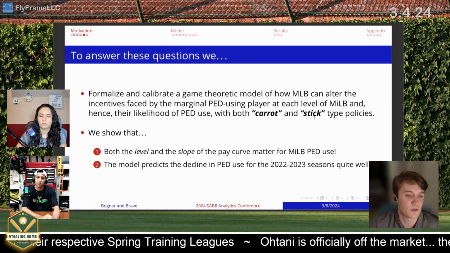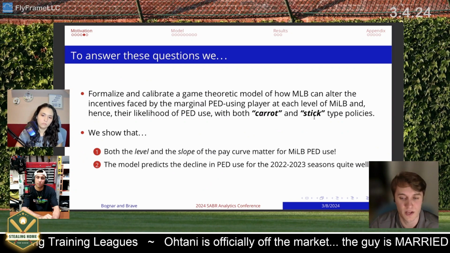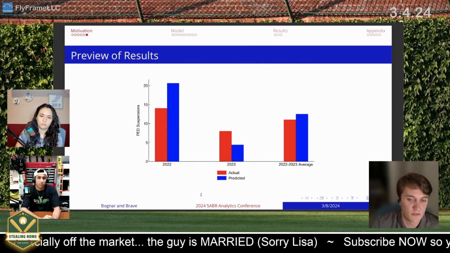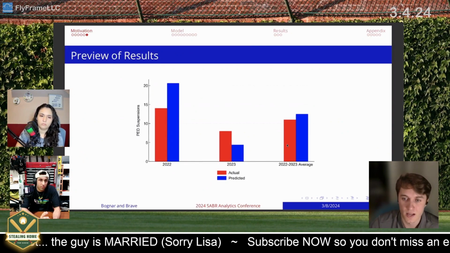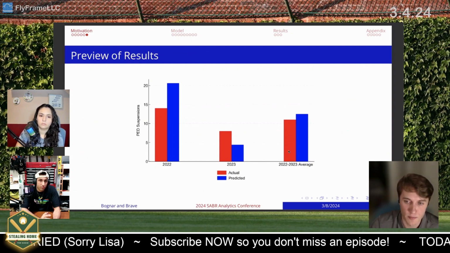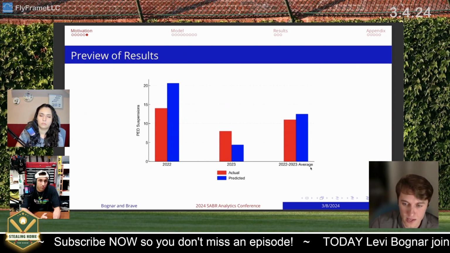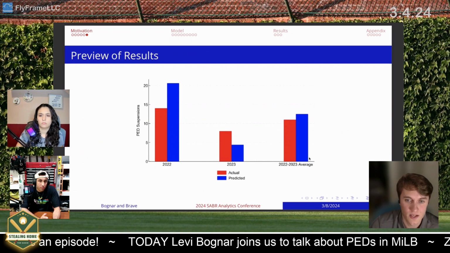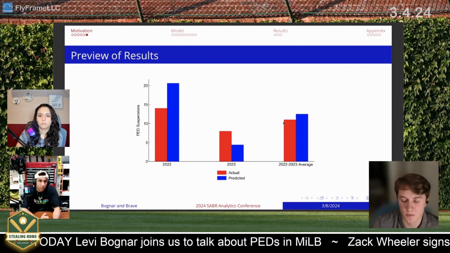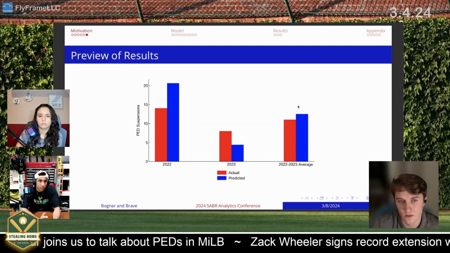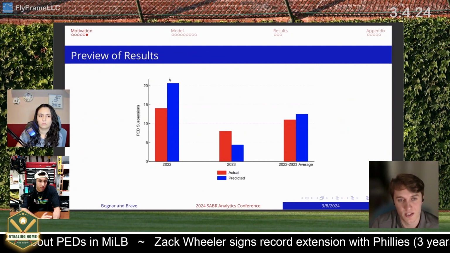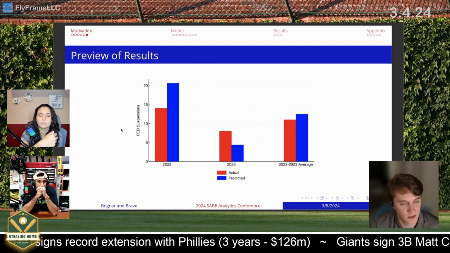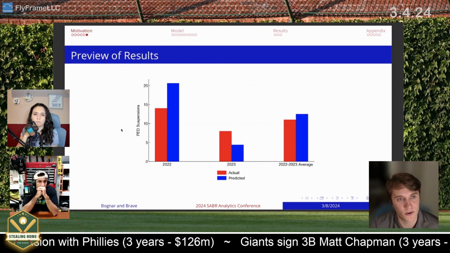And so finally, the last thing we show is that the model predicts the decline in PED use for the 2022 and 2023 seasons quite well. Just as a quick preview of results, I won't get too into this right now. In red, we have the actual number of PED suspensions for the average of the 2022 to 2023 seasons. And in blue, we have what our model predicts. As you can see, it gets the average between 2022 and 2023 quite well. Of course, there's some over and under predicting individually in the seasons, but we'll get into that when we dive into these results. But first, let's go into writing down this formal model.